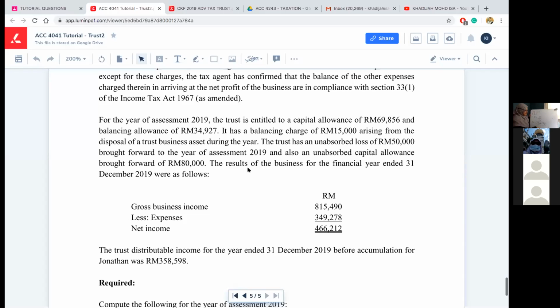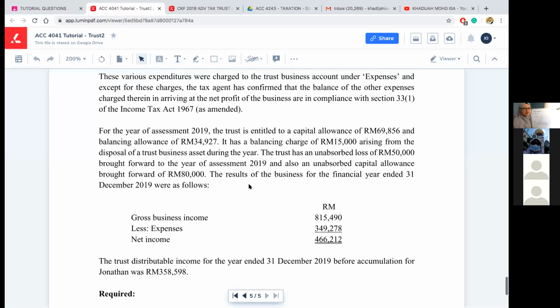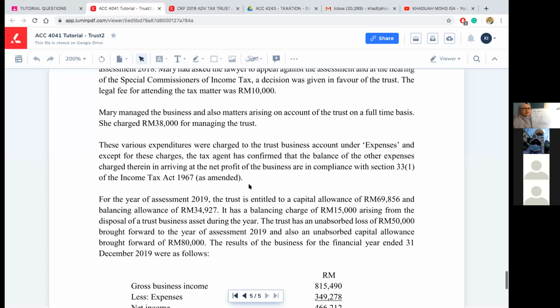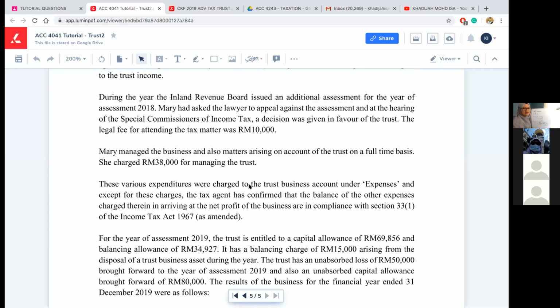Doctor, can I ask something? Yes. For the trustee, right, 8,000, right? Since 38, in the question it mentioned that this will require Mary carry on the business after this date. So is the 8,000 of trustee mentioned allowable? Okay. Mary manage the business and also matters arising on account of the trust. So maksud dia 38,000 to pay not only for business but also for managing the trust.